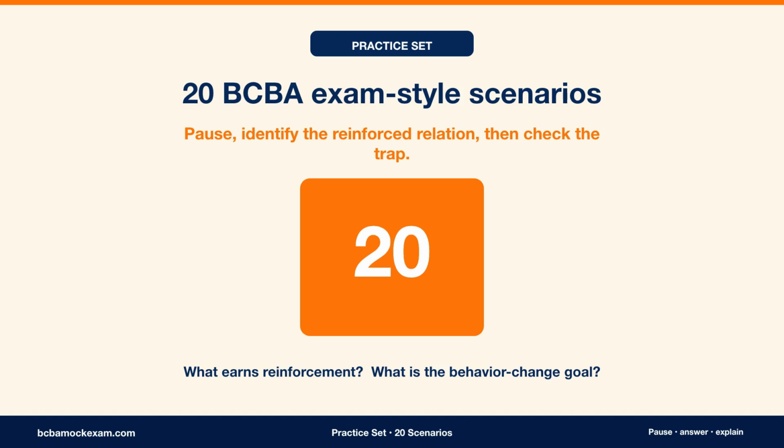Now apply the decision rule to 20 questions. Listen for what earns reinforcement and what should change. Pause before each reveal. On the explanation page, we will announce the answer once, identify the controlling relation, and evaluate each distractor in the context of that question.